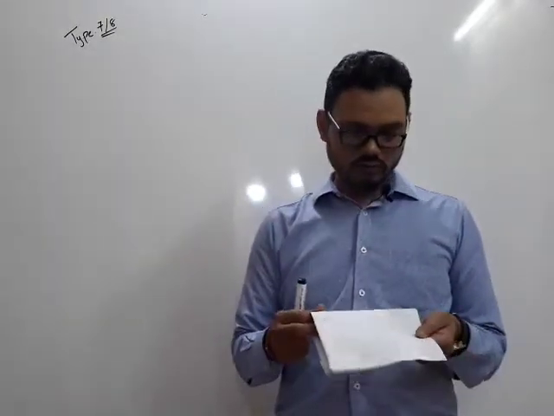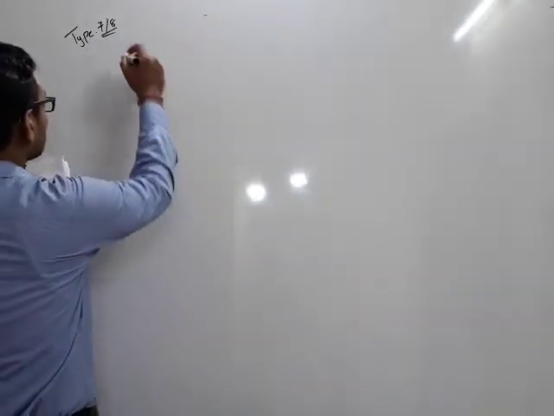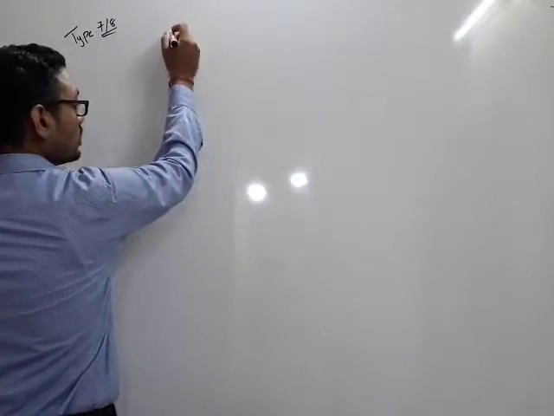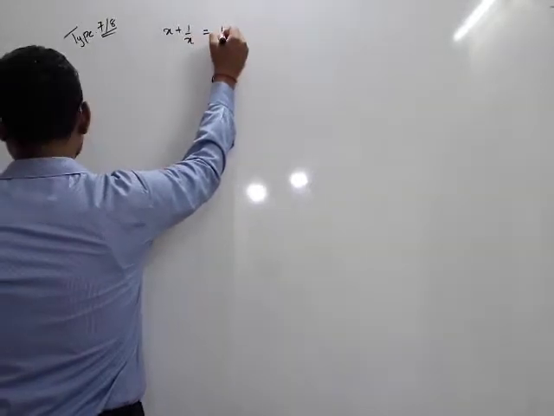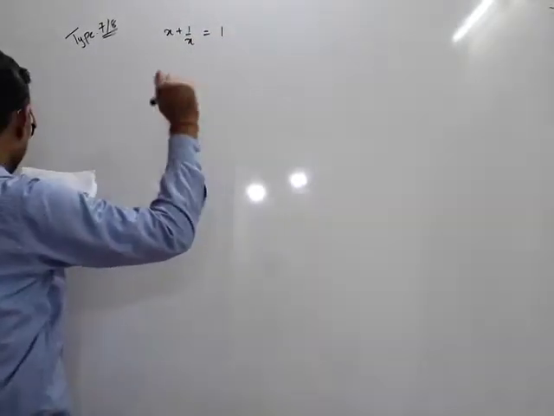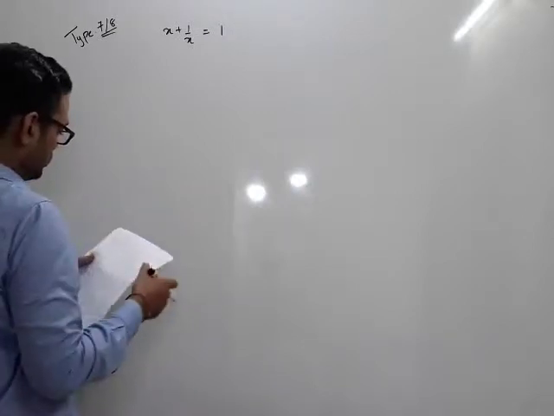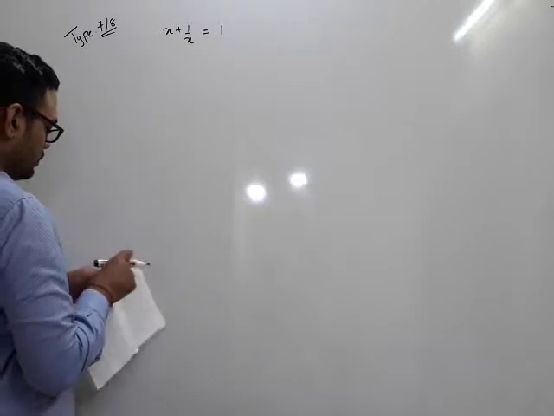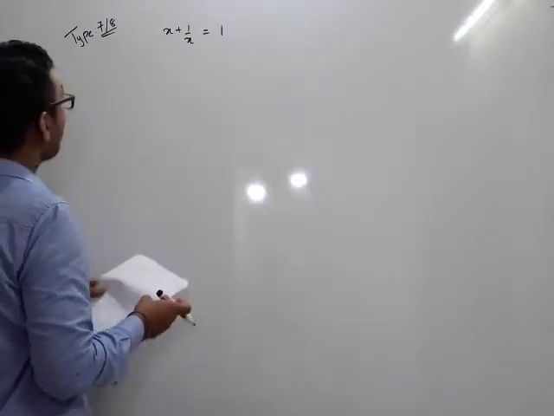Okay, so we are moving on to the next topic. Sorry, not the next topic, but the next type. We have seen x plus 1 by x is minus 2 and 2. Now x plus 1 by x when it is 1. And after that we'll see when x plus 1 by x is minus 1.